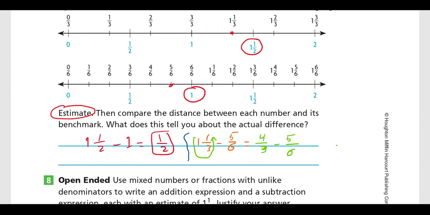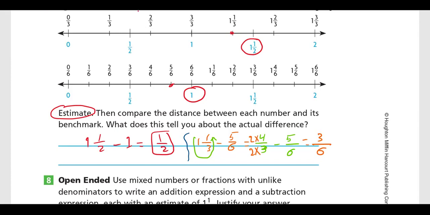So how can we make the same denominator? How can we make 3 as 6? We can multiply by 2 up and down. So it becomes 8 over 6. So 8 over 6, and this is the same denominator, write one of them down. And 8 minus 5 is 3. So the answer is 3 over 6.